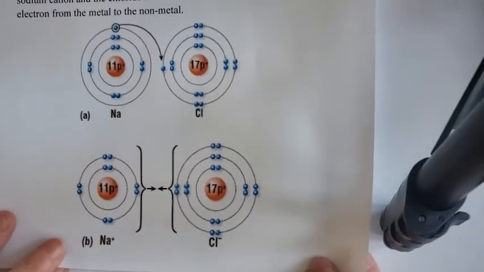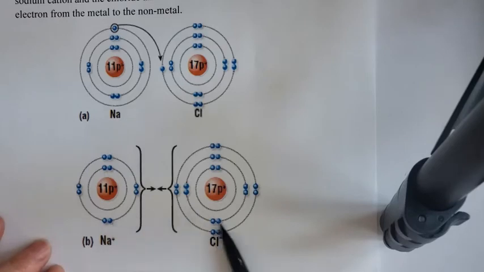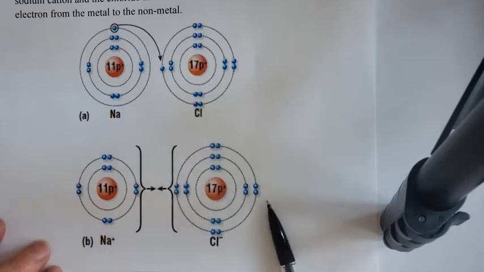And then when we look at what's happened, sodium is now happy. It has a filled outer shell. And chlorine is also happy. It has a filled outer shell as well.